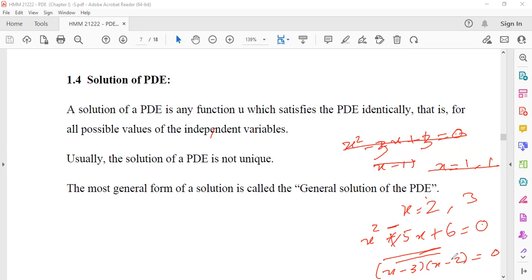So if you equate both to 0, you'll get 2, 3. So this will be my equation, am I right? These are school level things, no? It should be correct. Yes? Okay.